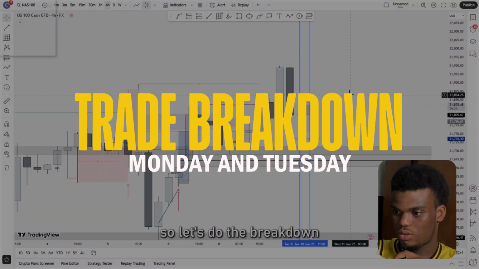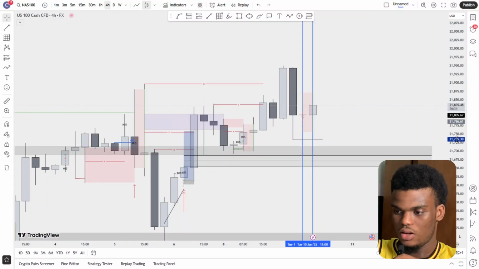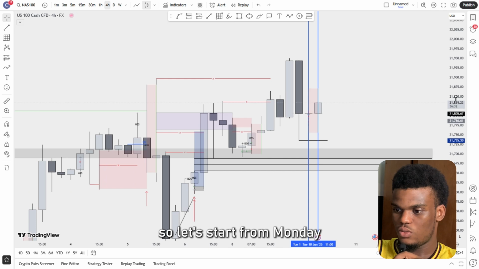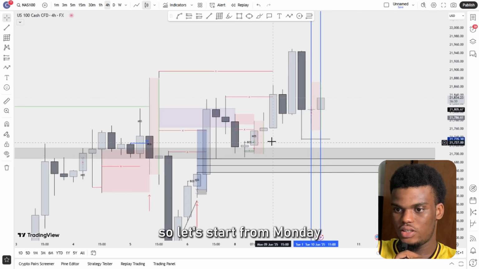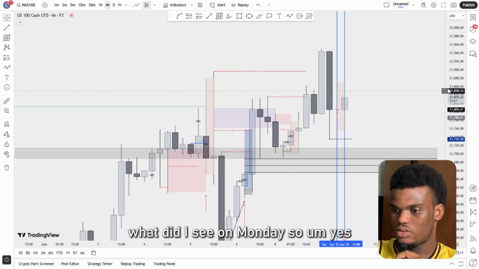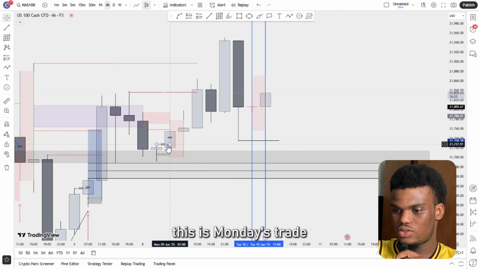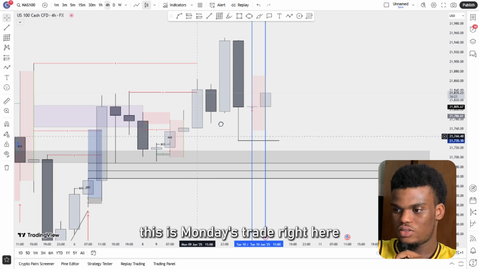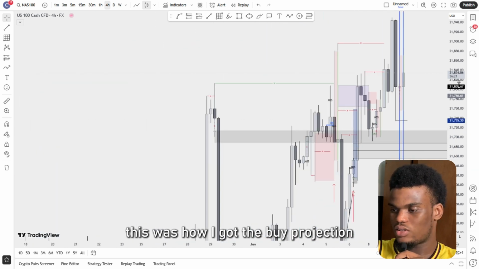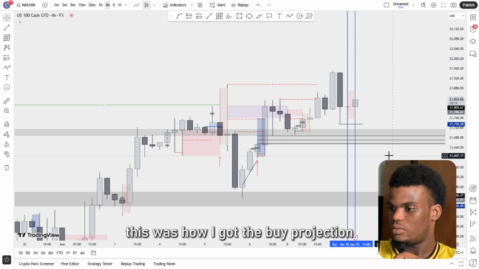All right, so let's do the breakdown. Let's start from Monday. What did I see on Monday? So yes, this is Monday's trade right here. This was how I got the buy projection.